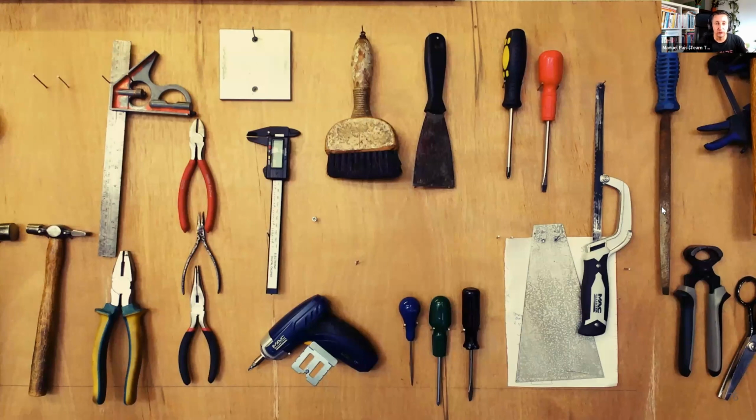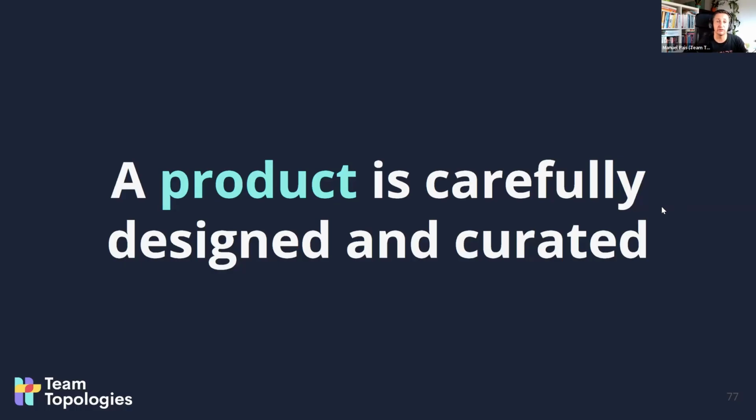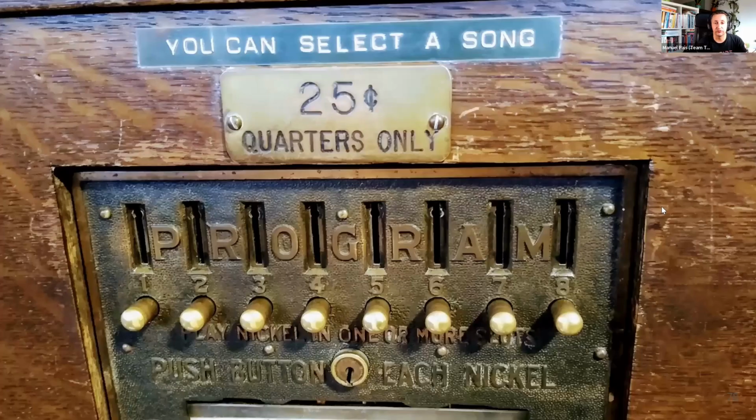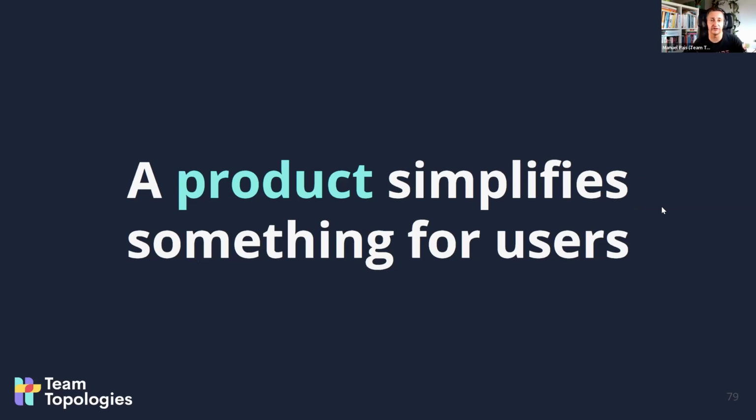We also need the product to be designed for the purpose, right? To be a good fit for what the customer is trying to do. So being carefully designed and curated effectively. We need products to simplify workflows or simplify some task that the customer or the users need to do, right? So a product simplifies something for users. That's another characteristic typically of a good product.